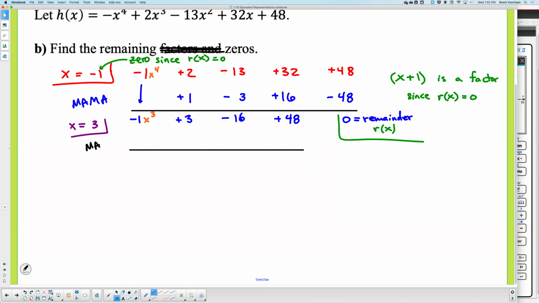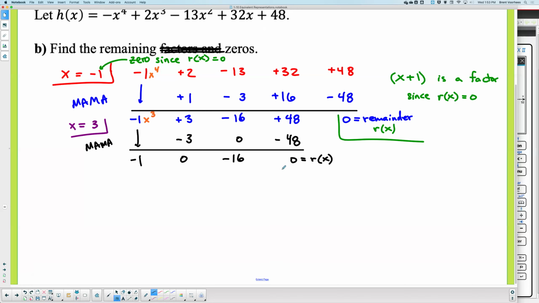So again, we're going to follow our mama. We're going to do this again. -1 is dropping. What's -1 times 3? -3. So I have a +3 and a -3. 0 times 3 gives me a -16. And -16 times 3 is -48.